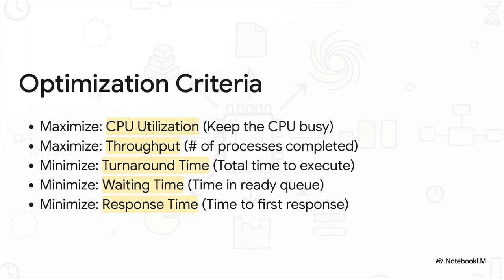First, you want to maximize CPU utilization. You want your barista working, not just standing around. You also want to maximize throughput, how many customers get served per hour. Then you want to minimize 3 things. Turnaround time, which is the total time a customer is in the shop from start to finish. Waiting time, the boring part, just standing in line. And finally, response time, how fast a customer gets that first sip of coffee, even if their whole order isn't ready yet. It's a huge balancing act for sure.